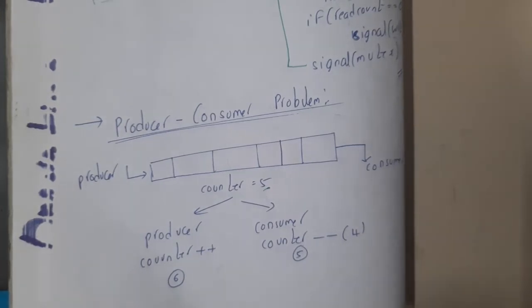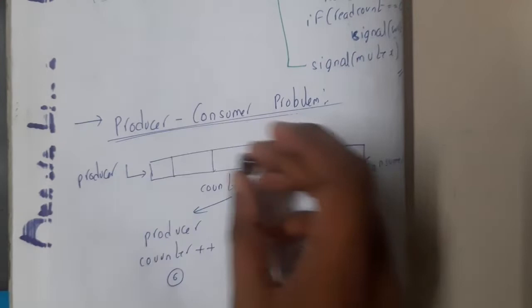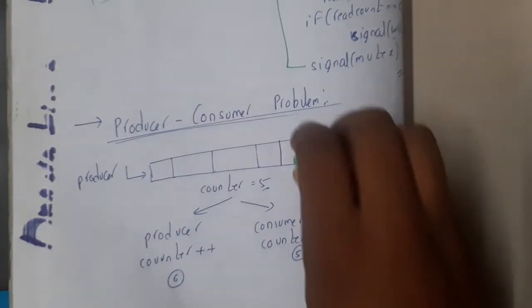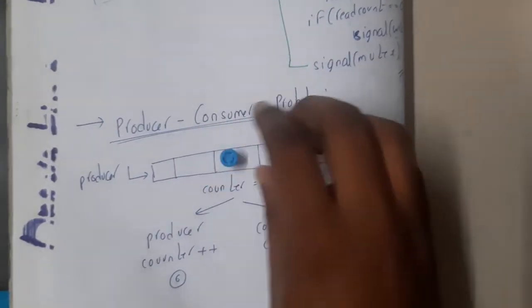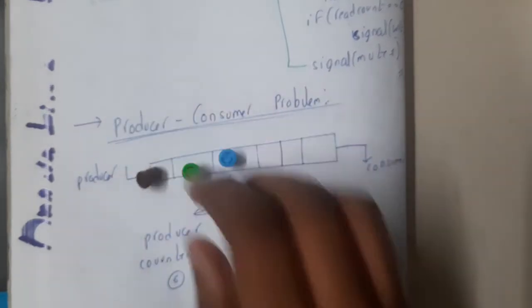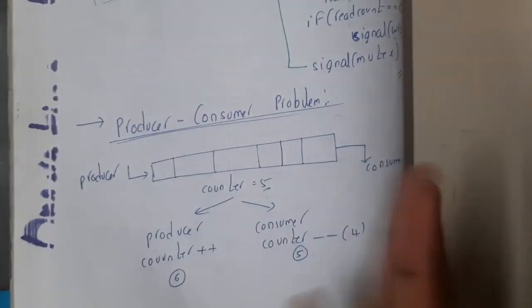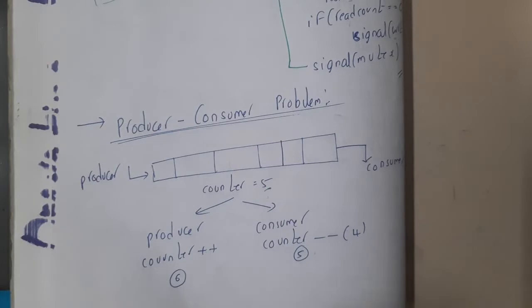But the only concern here is, assume that the producer produced 5 items, guys. Like the slots are all full. At that time, can he produce any more items? No. So you should maintain something to check it. And assume that the slots are completely empty. Can the consumer consume something? No. That's also the thing which you should concentrate on.